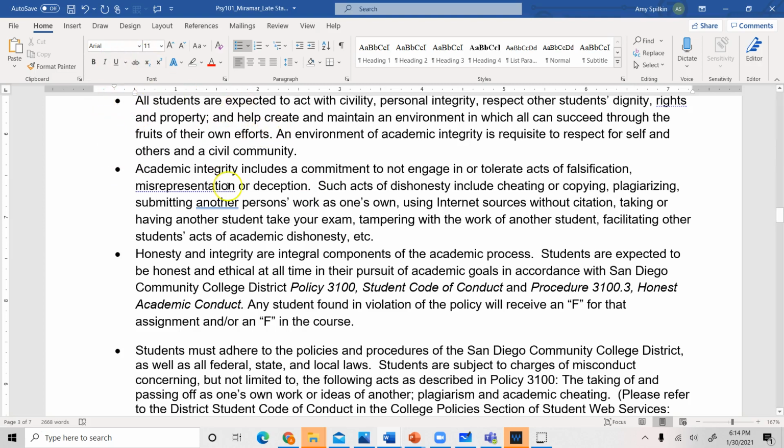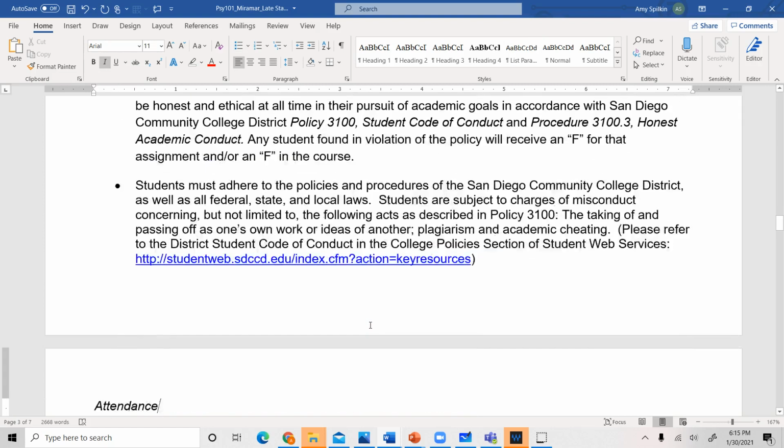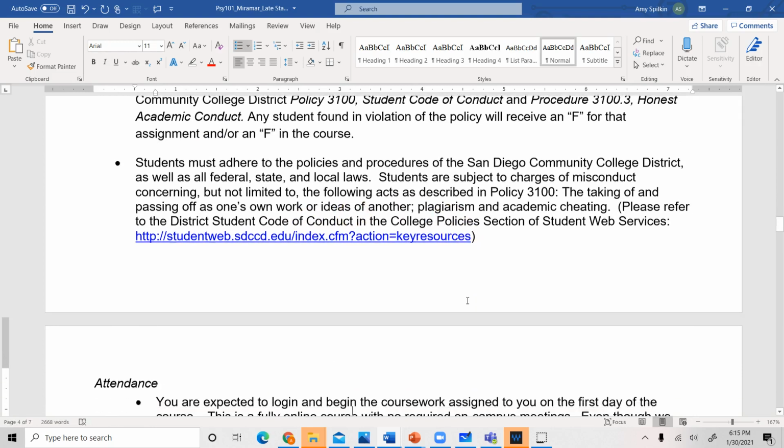If you are in violation of the Student Code of Conduct, you'll receive an F for that assignment and likely an F in the class. So if you have any questions about academic integrity, you can read the Code of Conduct or certainly ask me.